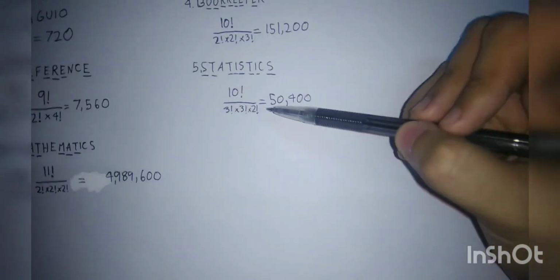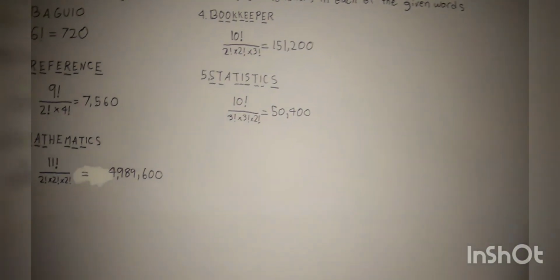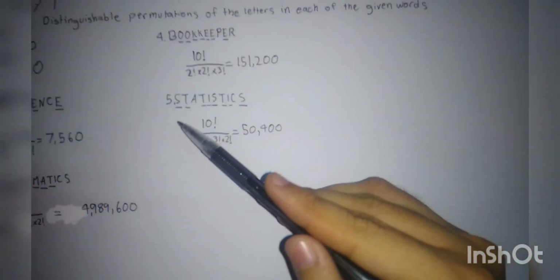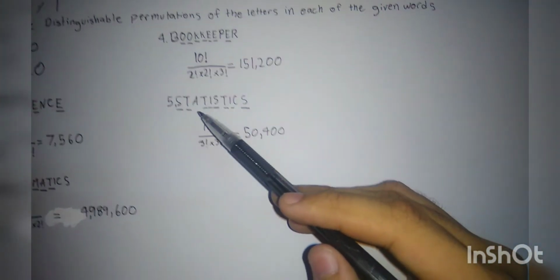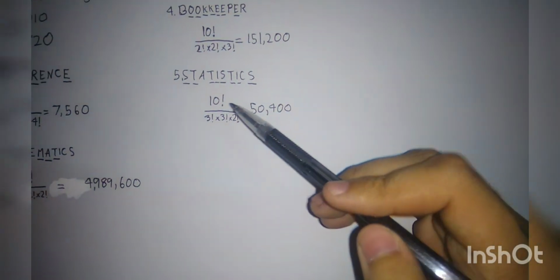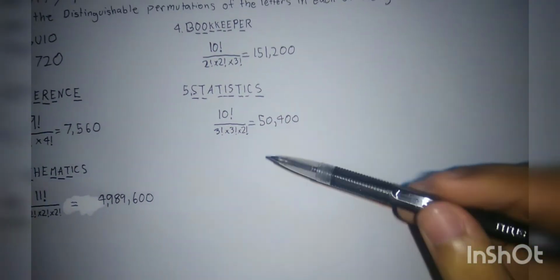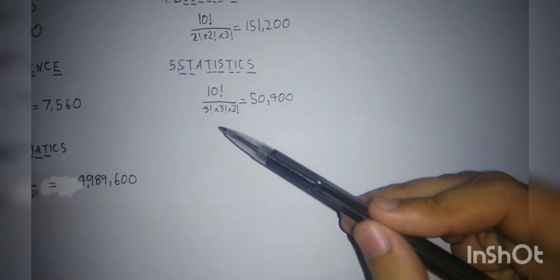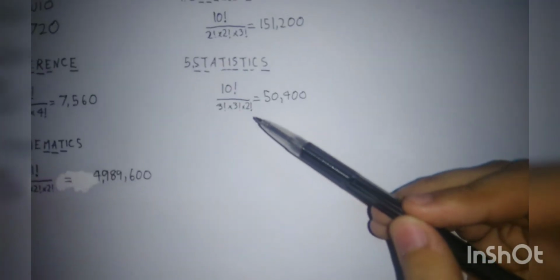So, for number 5, the word is statistics. There are 10 letters here also, so that would be 10 factorial. And for here, S is repeated a total of 3 times. T is repeated a total of 3 times as well. And then I is repeated a total of 2 times. So therefore, 10 factorial divided by 3 factorial times 3 factorial times 2 factorial. And the result would be 50,400.